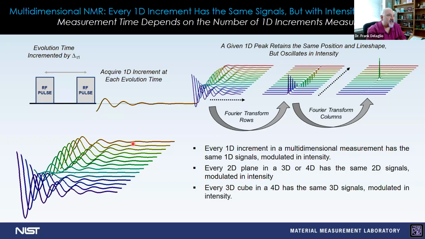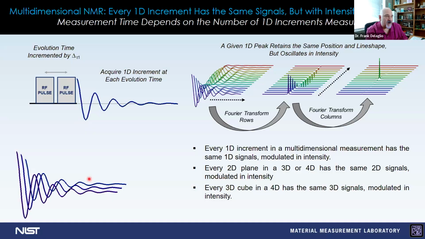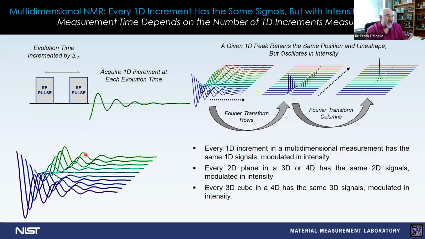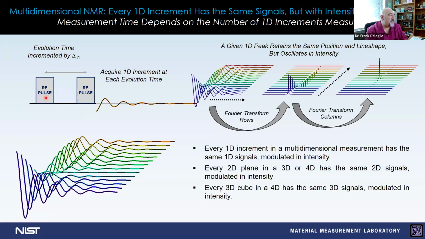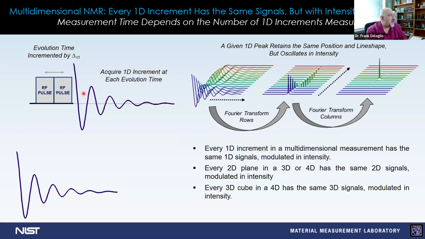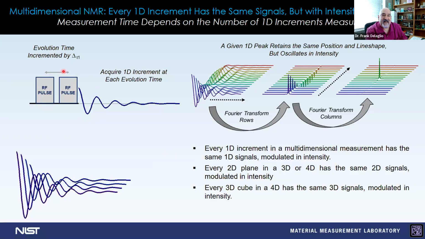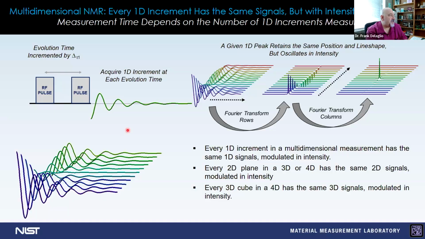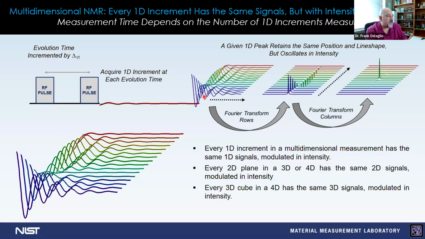So let's start with some background, all right? In a multidimensional NMR experiment, we acquire a series of separate one-dimensional measurements. And in the multidimensional pulse sequence, somewhere we have the equivalent of a pair of pulses with an evolution time that's incremented in a systematic way. And we acquire this collection of 1D spectra with these systematic changes, and that gives us a two-dimensional matrix.